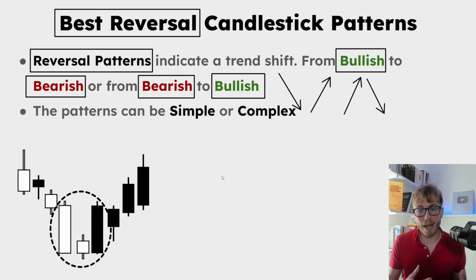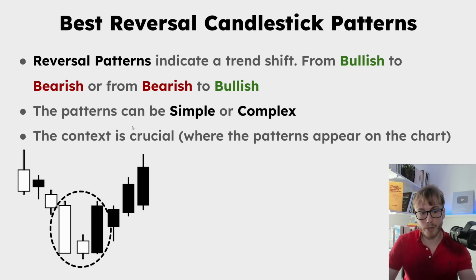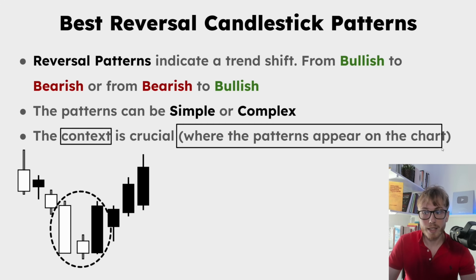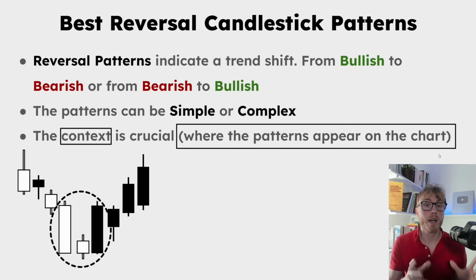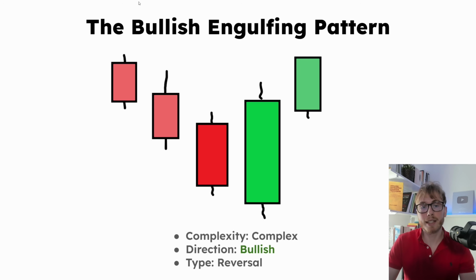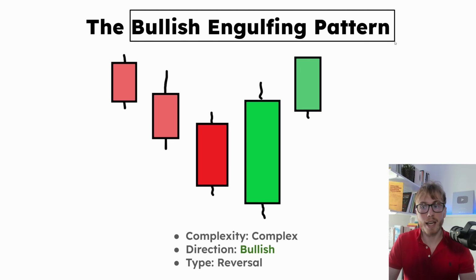And reversal patterns can be either simple or complex. And as you know, simple patterns consist of 1 candlestick, complex patterns consist of 2 or more. And here, and this is super important, the context for the patterns is very, very important. Or in other words, where on the chart the patterns appear is crucial when it comes to reversal patterns. So with these 3 rules in mind, now we are ready to take a look at our first pattern. The very first pattern we're going to take a look at is called the bullish engulfing pattern.